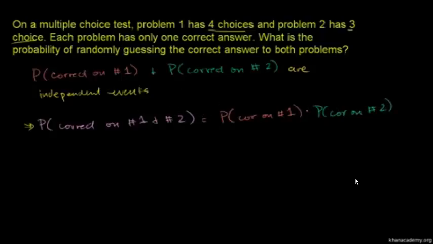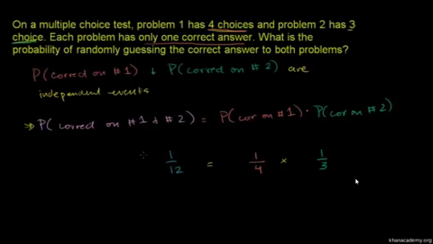Now, what are each of these probabilities? On number one, there are 4 choices, so 4 possible outcomes, and only one of them is going to be correct. So the probability of being correct on problem 1 is 1/4. Problem number 2 has 3 choices, so there are 3 possible outcomes, and only 1 correct one. So the probability of correct on number 2 is 1/3. The probability of being correct on both of them is going to be the product. So it's going to be equal to 1/4 times 1/3, which is 1/12.